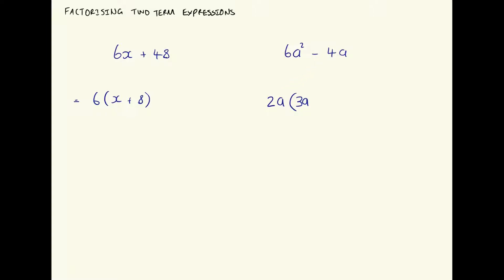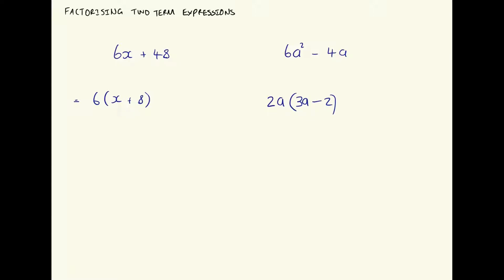All right, so now we've got 2a times what makes negative 4a. Again, if you're getting a little bit lost with the letters and the numbers together, just do this. 2 times what makes negative 4? That's going to be negative 2. And then a times what makes a? Well, that's just 1. So you don't have to write anything there. And so there we have our factorised versions.